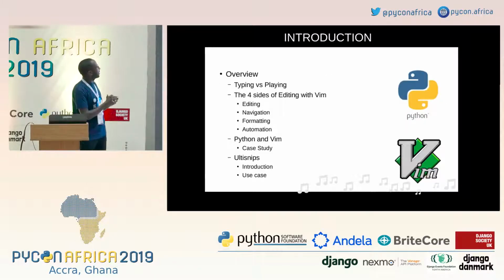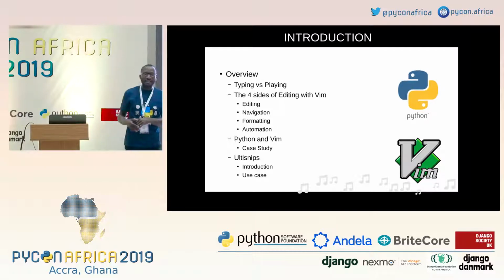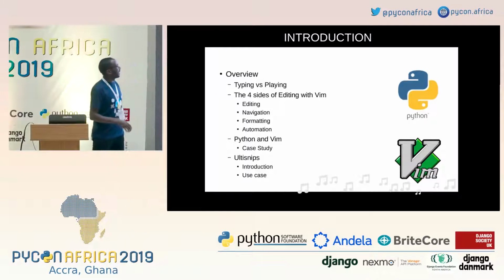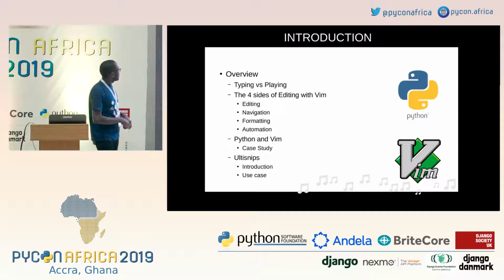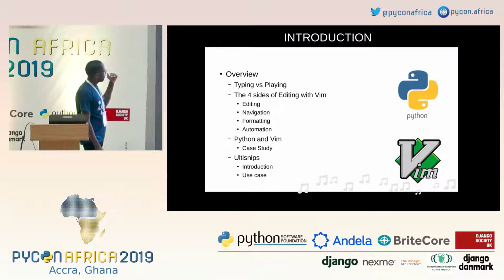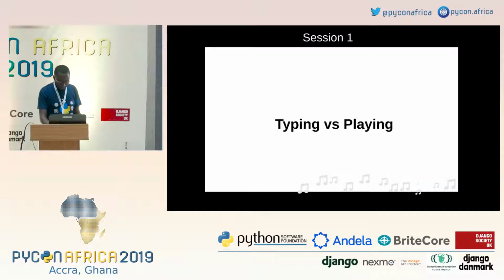So in my talk, we are going to look at what typing is versus playing. You'll understand what I mean by playing very soon. Then we'll look at the four sides of Vim: editing, navigation, formatting, and automation. We'll also look at Python and Vim, with just a small case study. Then we'll look at a tool called UltiSnips.